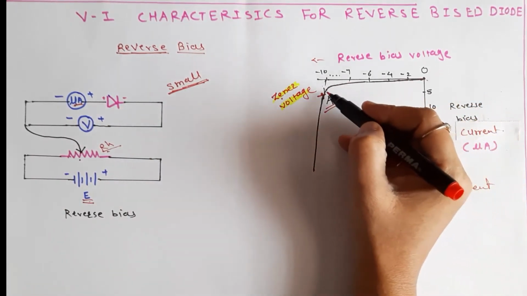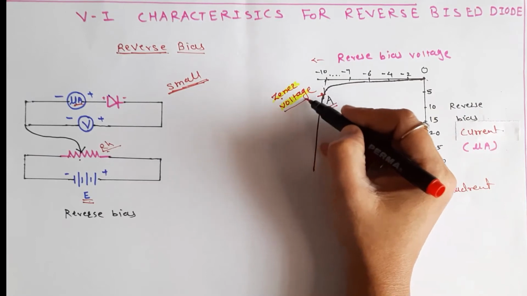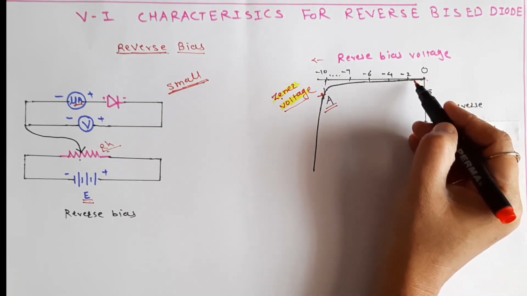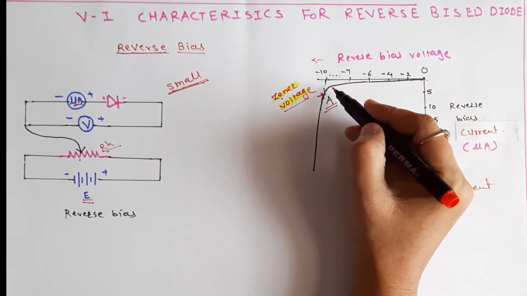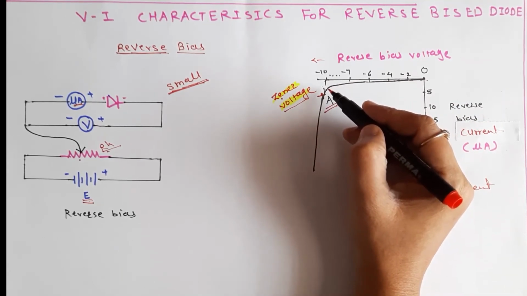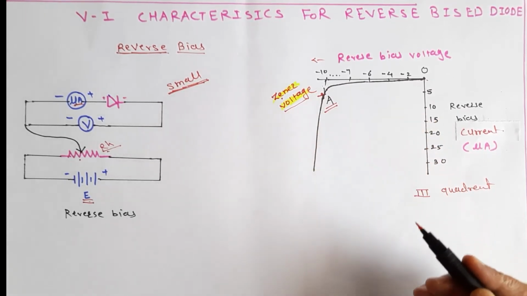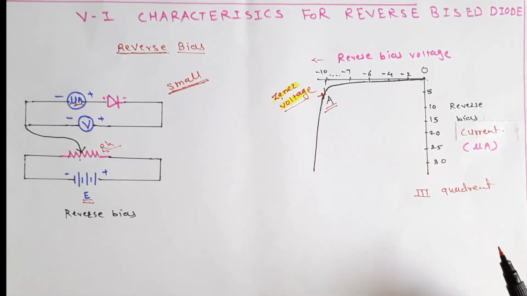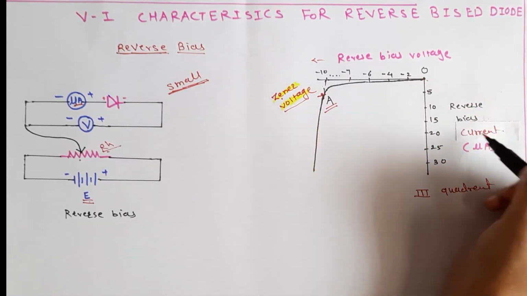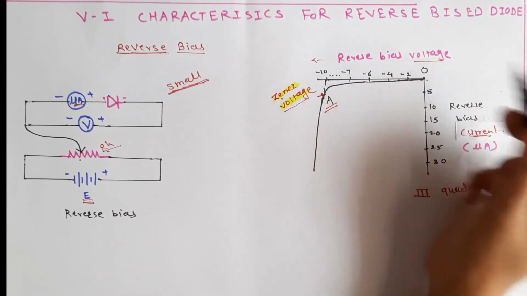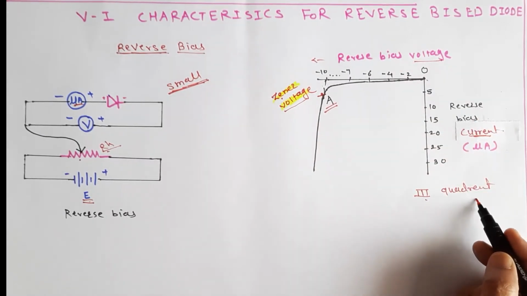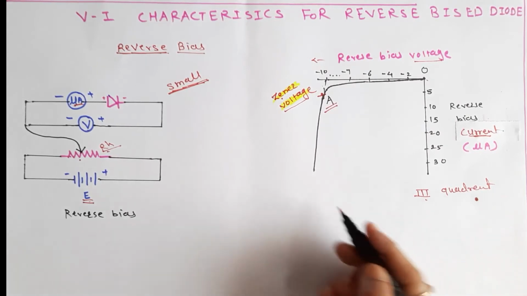Till the breakdown or Zener voltage, we get a very small amount of current flowing through the diode. But when the voltage reaches the value of breakdown voltage, then the current increases suddenly. In the reverse bias condition, we get the graph of current versus voltage in the third quadrant, and in the reverse bias, the depletion layer becomes thick.